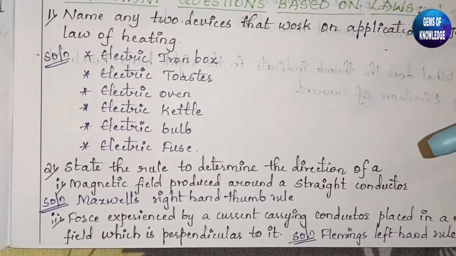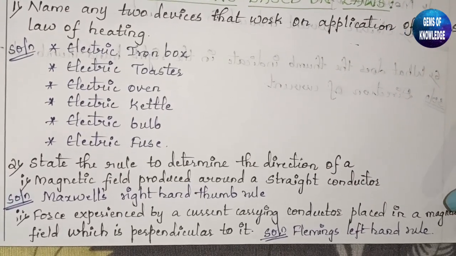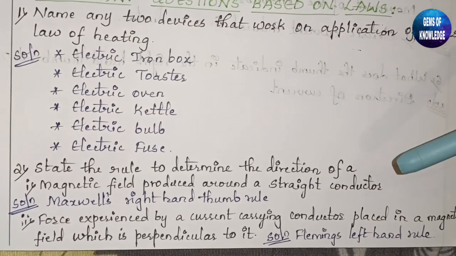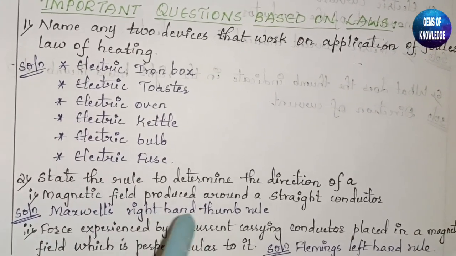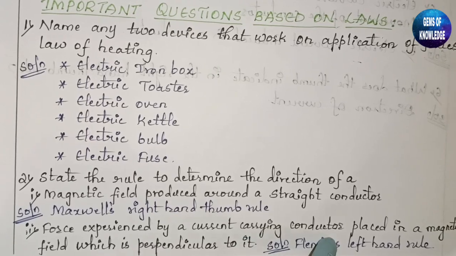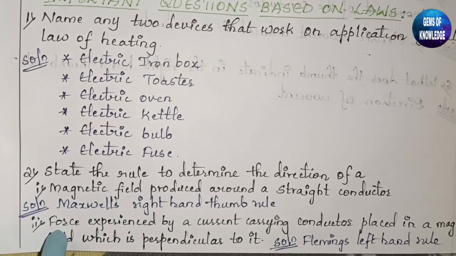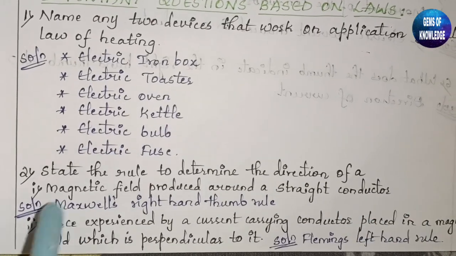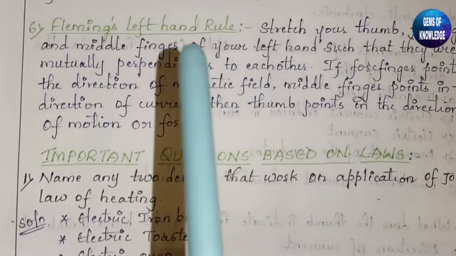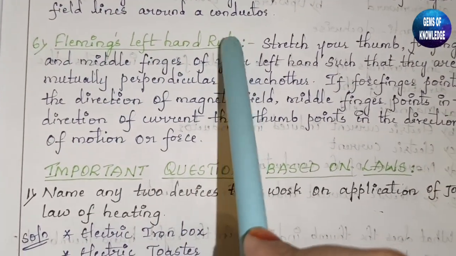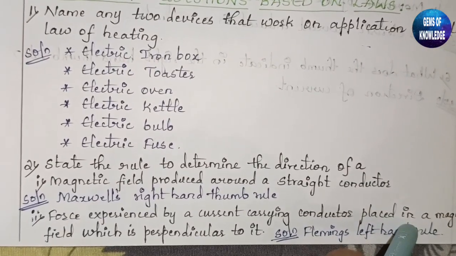Okay. Next one. Force experienced by a current carrying conductor placed in a magnetic field which is perpendicular to it. Okay, so here they are talking about the force which is experienced by a current carrying conductor. So we are having a current carrying conductor in which the force is felt, which is placed in a magnetic field and it is perpendicular. So perpendicular comes in which rule? It comes in Fleming's left hand rule. So the answer to your question is Fleming's left hand rule.